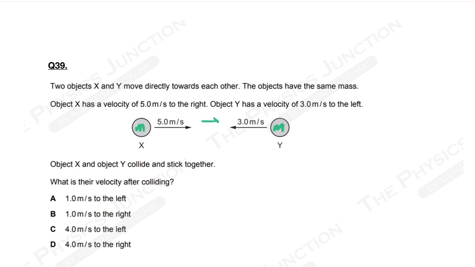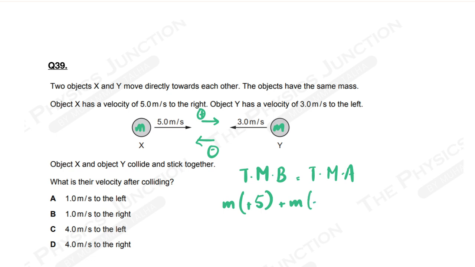Again, sign convention, obviously, right is positive, left is negative. So this would be total momentum before equals total momentum after. Always write the mass first. So mass times plus 5, plus mass times negative 3 because it's to the left. This is a greater momentum, so the combined object, because they stick, would also be moving to the right. So it's definitely not to the left.